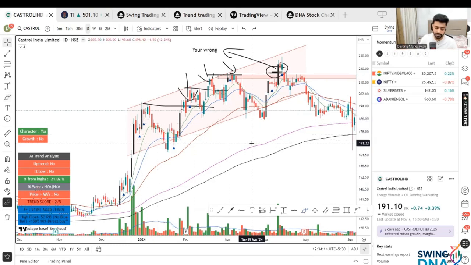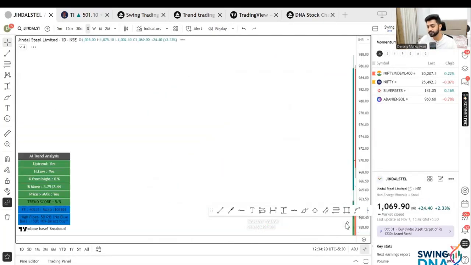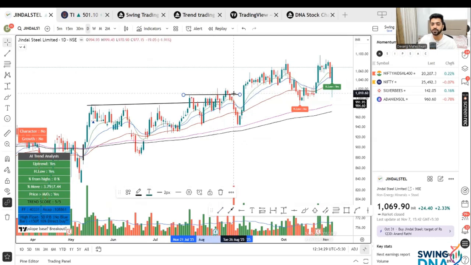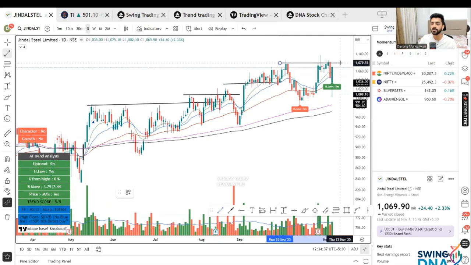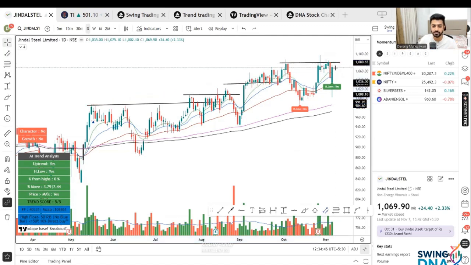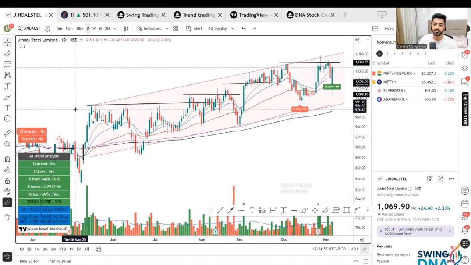Jindal Steel. Let's see. Now see, the same way. You see how sloppy it is up here. Breakout gone. Breakout, 1-2 candles up, gone. You break out, did nothing, just wasted time and went down again. Now you buying up here again is the issue. Let's just join these. This is a big sloppy base.